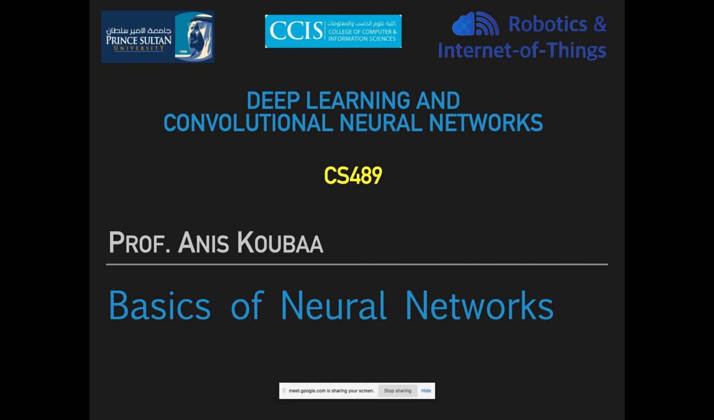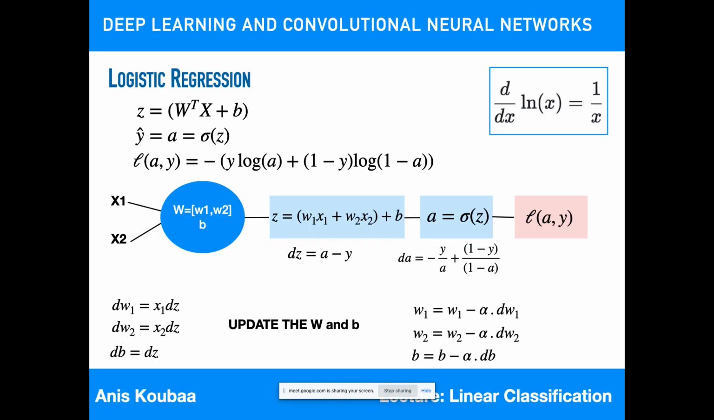In this lecture, we are going to present the basics of a neural network. In the previous lecture, we already introduced logistic regression with one simple neuron, and we explained the process of forward propagation and also backward propagation.